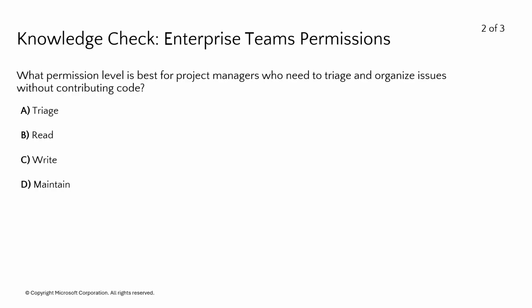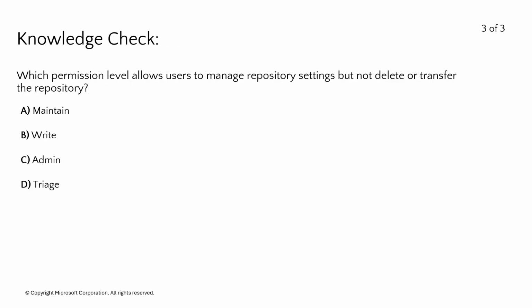What permission level is best for project managers who need to triage and organize issues without contributing code? Triage, read, write, maintain. You guessed right, triage. Which permission level allows users to manage repository settings but not delete or transfer the repository? Maintain, write, admin, triage. Maintain.